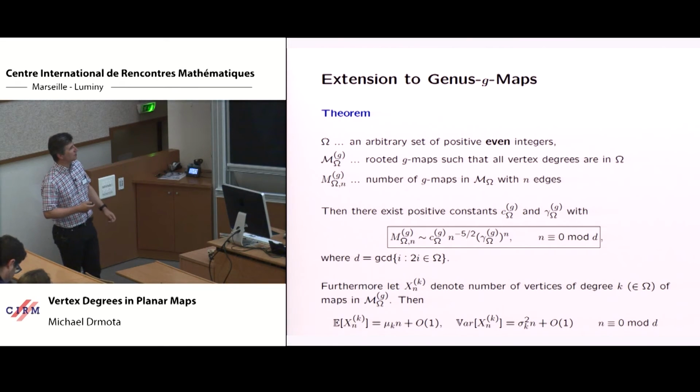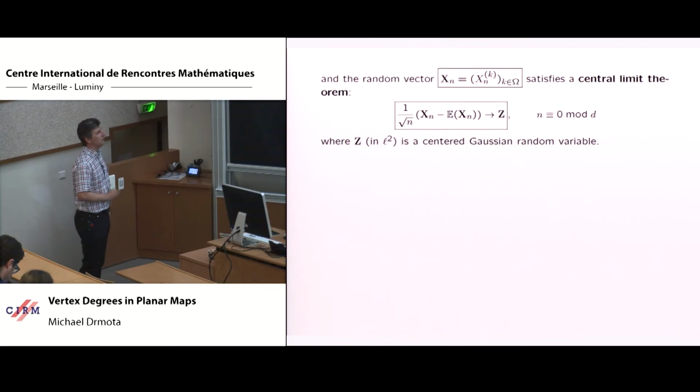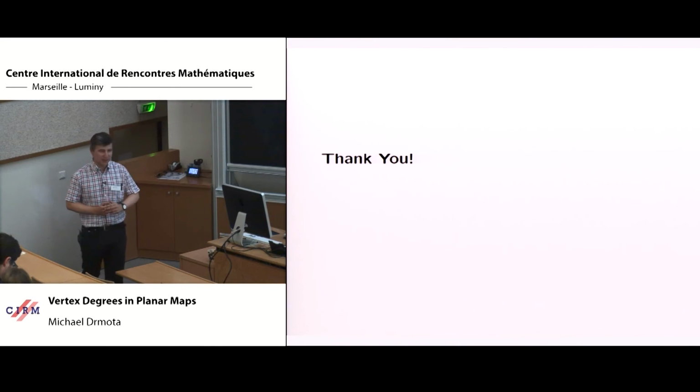I'm sorry, this is wrong. This was a copy and paste error. The genus should be here. Okay, you get universal asymptotics and also a central limit theorem. Thank you very much for your attention.